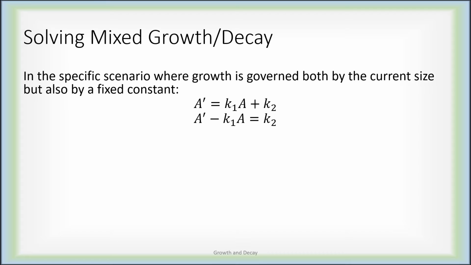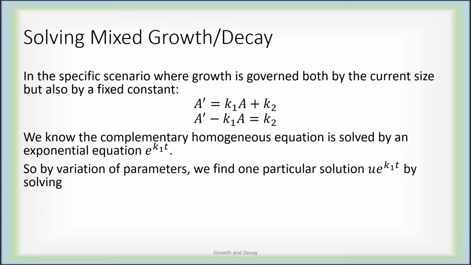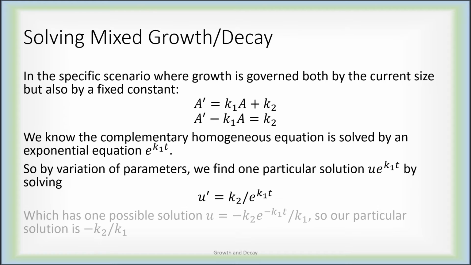So going all the way back to the second lesson, we know how to solve such things. First, solve the complementary homogeneous equation, a prime minus k1a equals 0. That's going to be separable. It's going to be solved by e to the k1t. Then, using variation of parameters, find a particular solution to the inhomogeneous equation. It's going to be of the form u e to the k1t, where u has to solve u prime equals the forcing function, k2, divided by the solution to the complementary equation, e to the k1t.